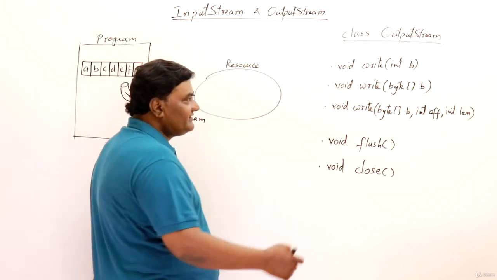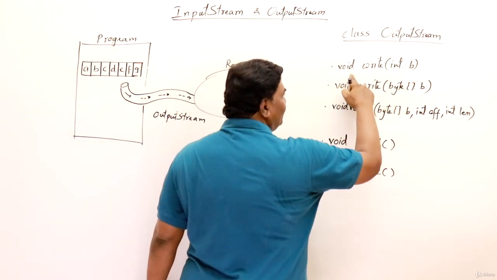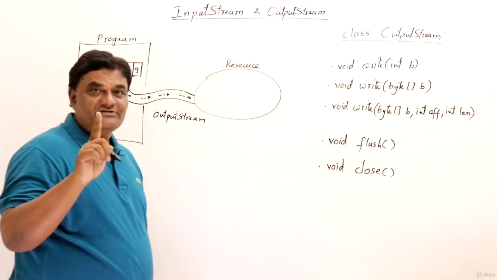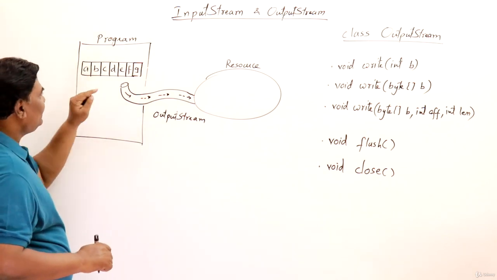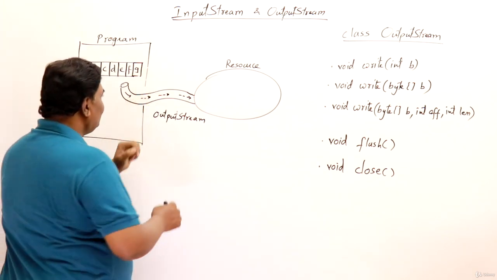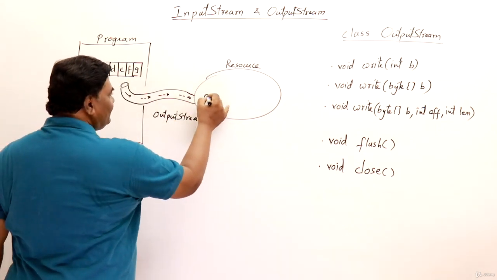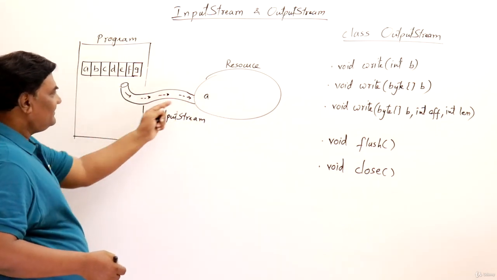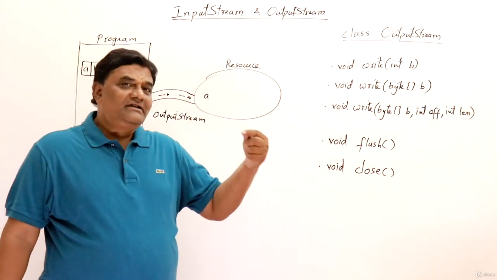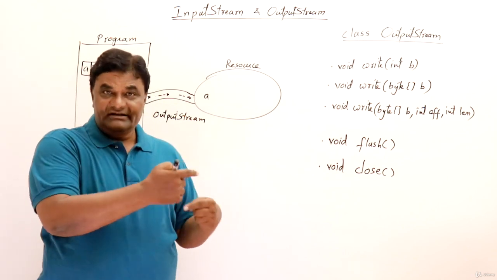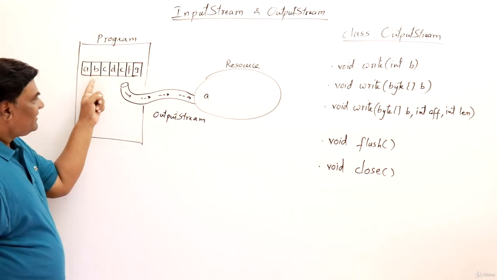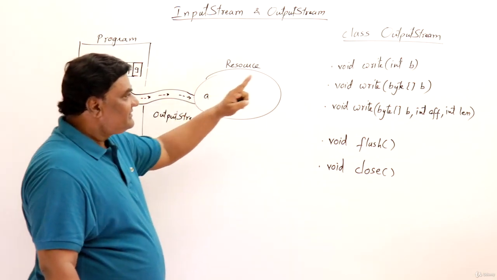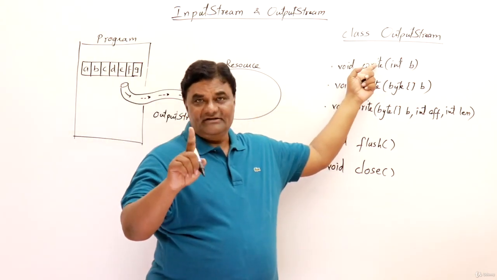There are three versions. Write with one byte will write just one byte. Let us say I have an array of data. From here I can send A, so A is sent and it is received and written in the resource. Likewise, I can use write repeatedly in a loop and write all the letters, all the bytes, whatever I have. So this write will write just one byte.